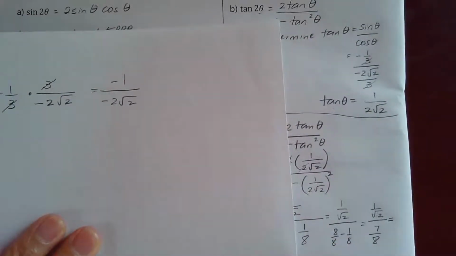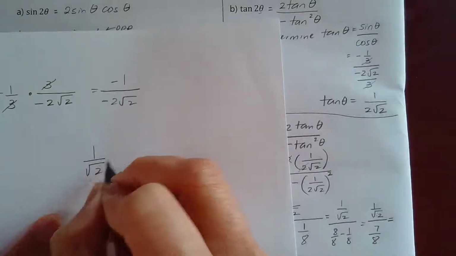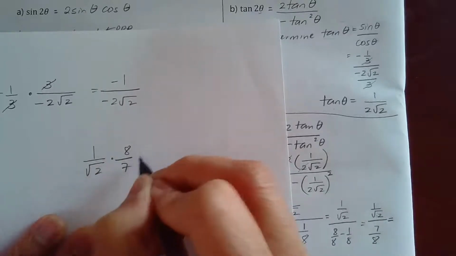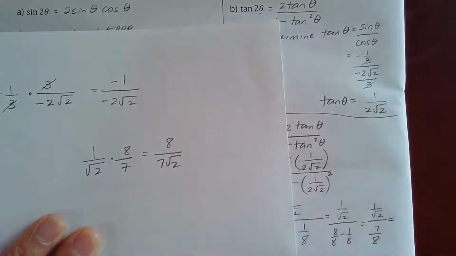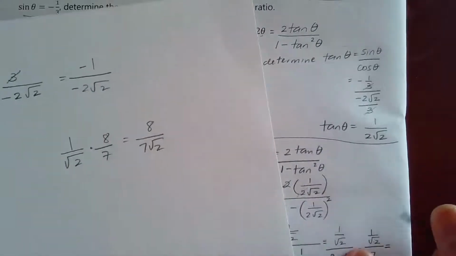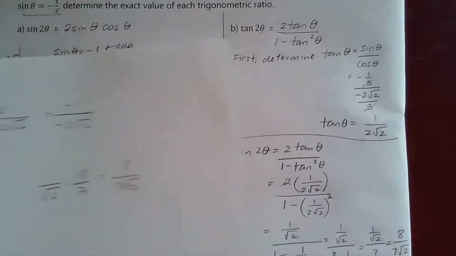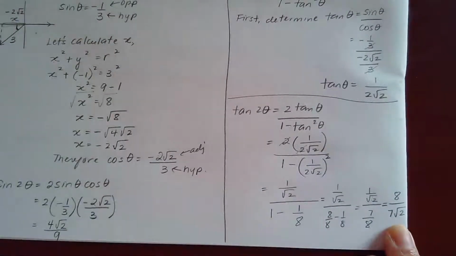I'll do that on a separate sheet of paper because I'll write down just one final answer there. 1 over root of 2 times the reciprocal, 8 over 7. So that becomes 8 over 7 root of 2. So that's the same thing as 8 divided by 7 root of 2. And that's our final answer right there.